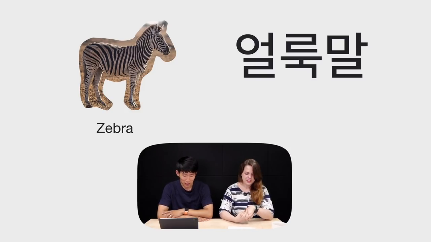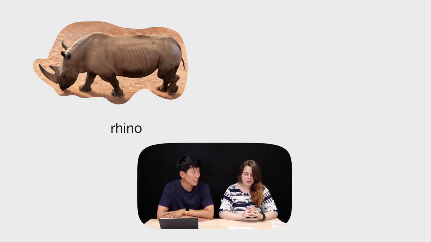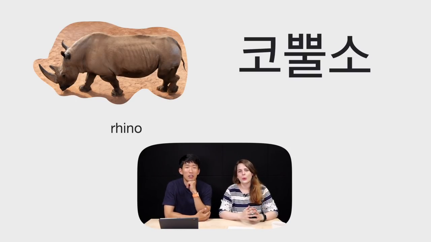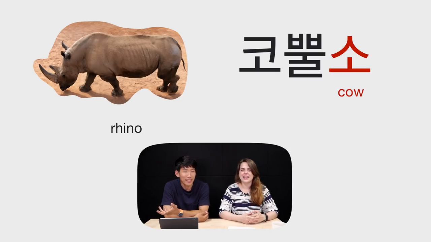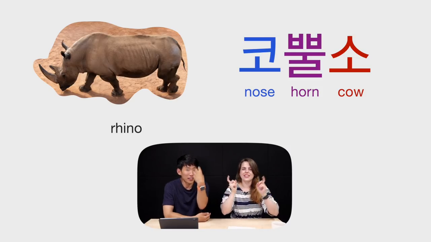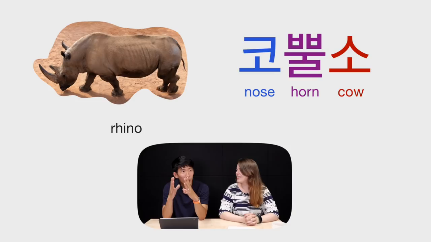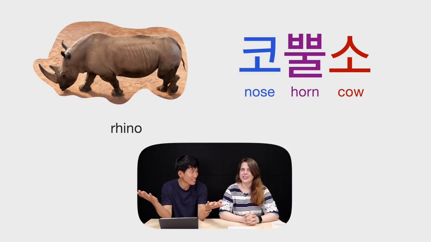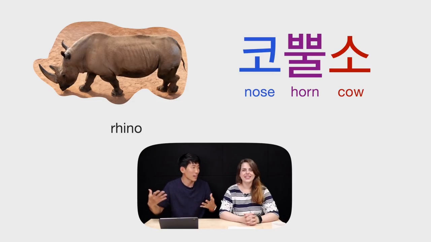And this one is fun. What's a rhino? 코뿔소. 소 is a cow. 코 is your nose. 뿔 is a horn. So nose, horn, cow. Nose, horn, cow. Yeah, they kind of look like cows, I guess. At least their size.